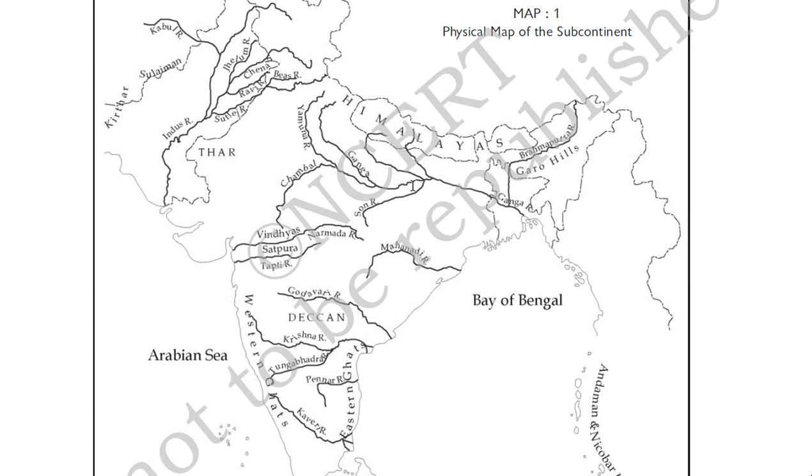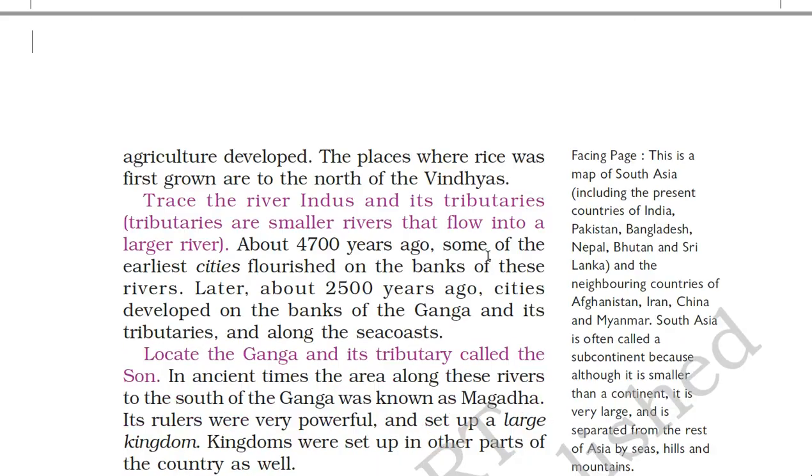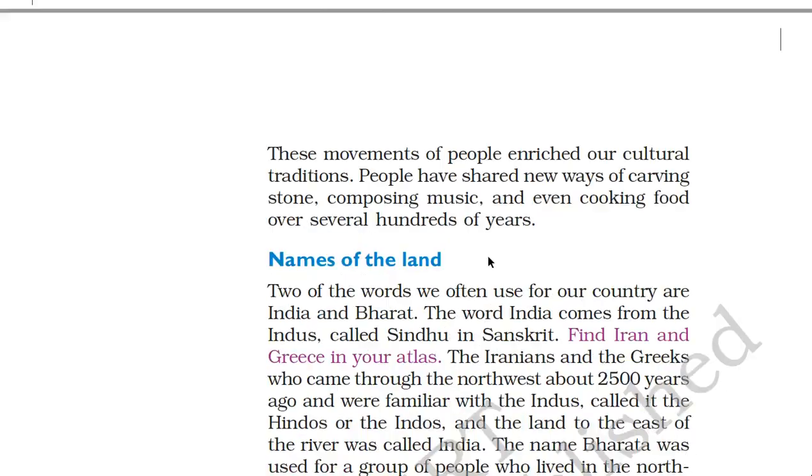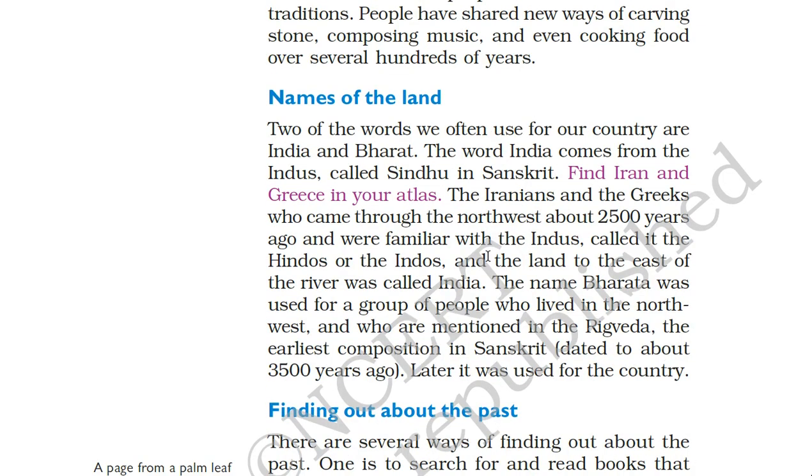These movements of people enriched our cultural traditions. People have shared new ways of carving stone, composing music and even cooking food for several hundreds of years. Right? Look at this again. We have frontiers. Still people came here and lived here, became one of us. Right? Now the names of those lands.